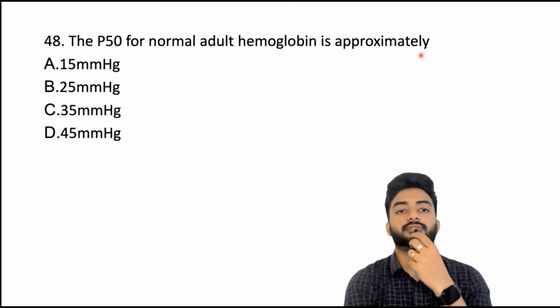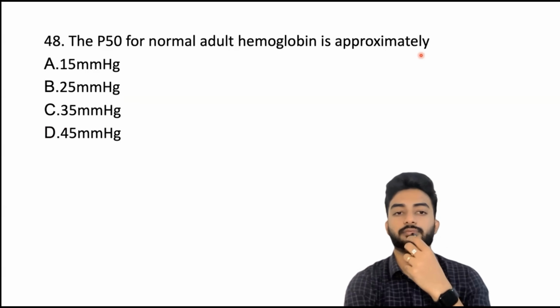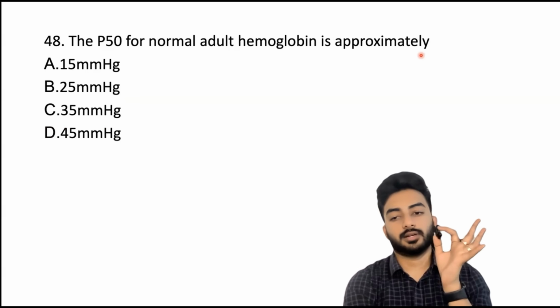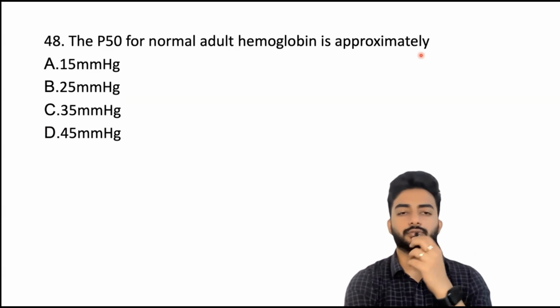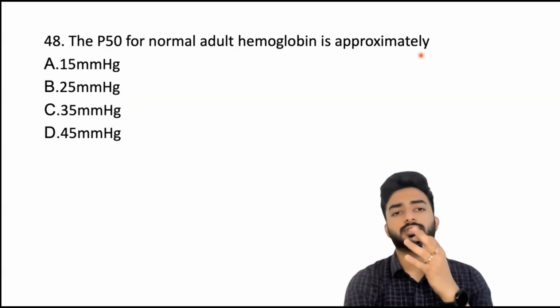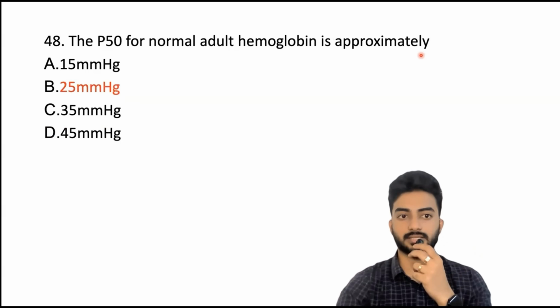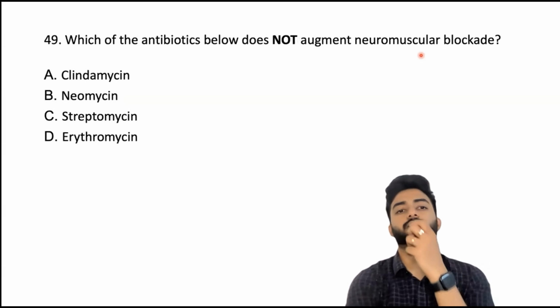48th question, the P50 for normal adult hemoglobin is approximately dash. Option A 15 mmHg, option B 25 mmHg, option C 35 mmHg, option D 45 mmHg. This we have seen in a question around 10 to 20. One question was there, that was for P50 of newborn. So this is P50 of normal adult, that is 25 mmHg. As simple as that. Next question.